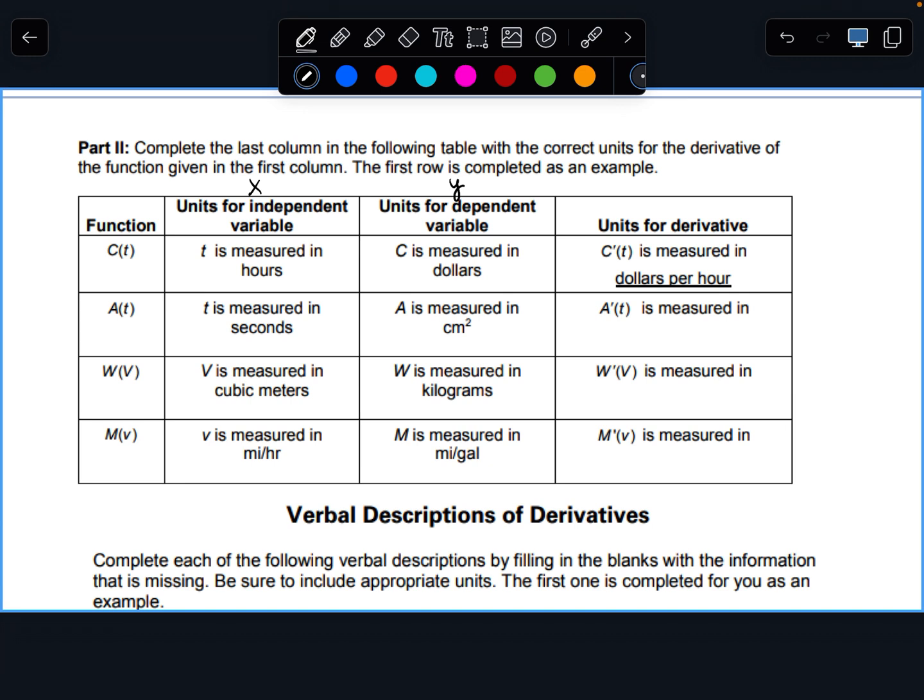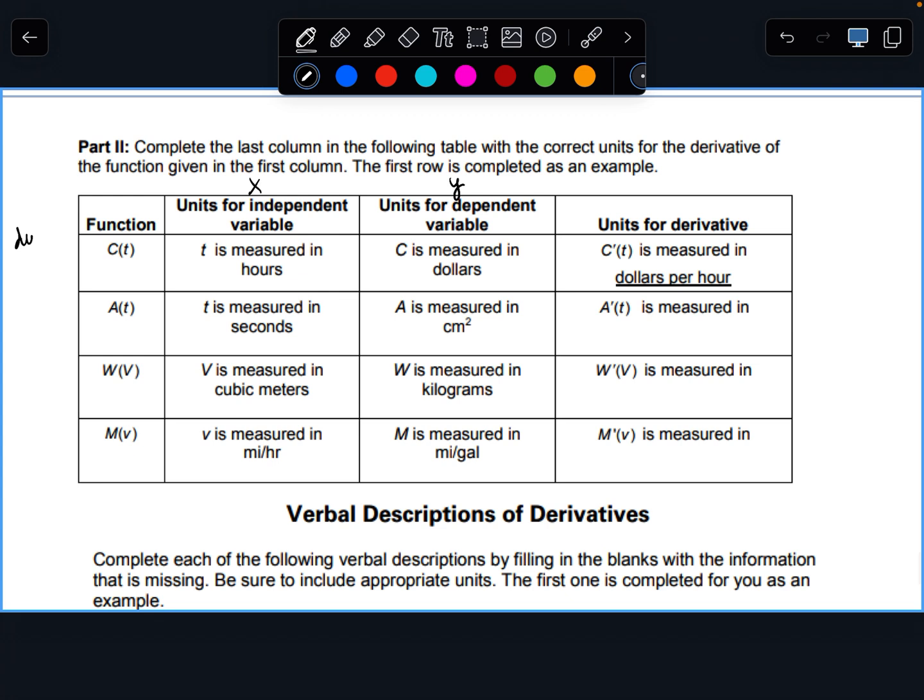So if you're taking a derivative, remember the Leibniz form, dy dx, you're taking the change in y over the change in x. It's just like straight up slope, right? So if you need to find c prime, all you do is think of slope and how you would do it, and then you take the units. So you're basically dividing the units. That's all you have to do.